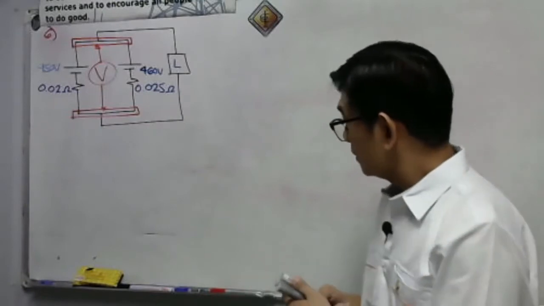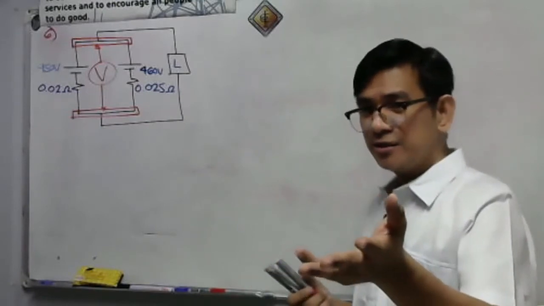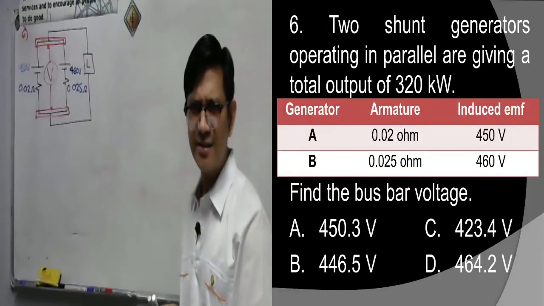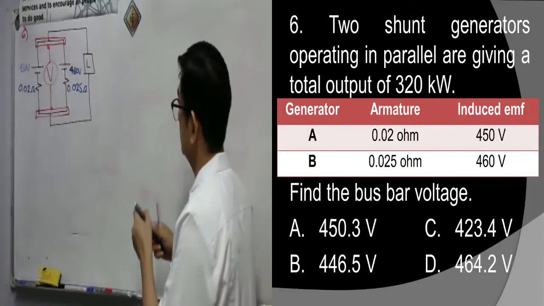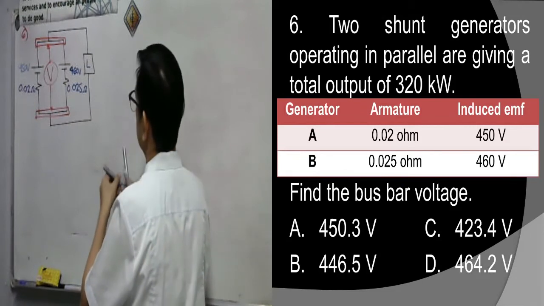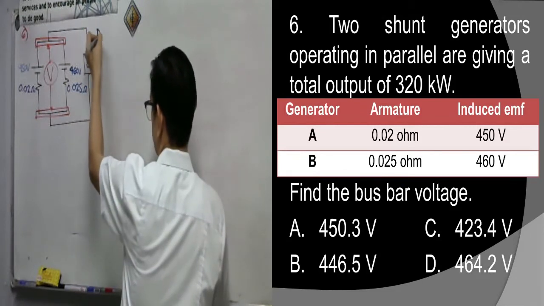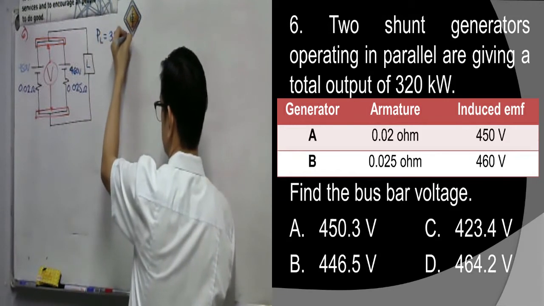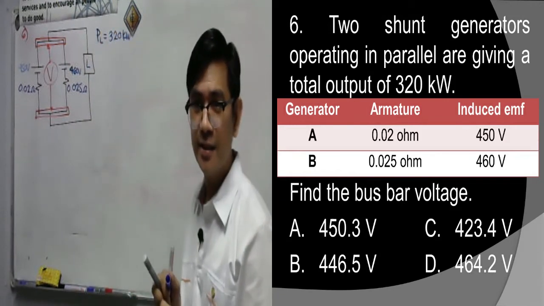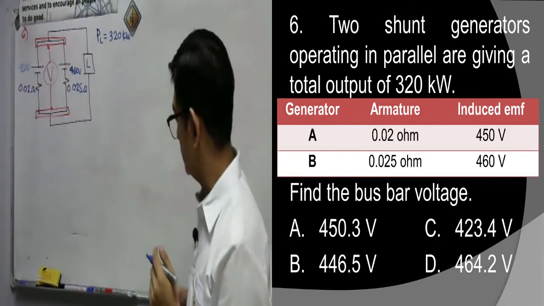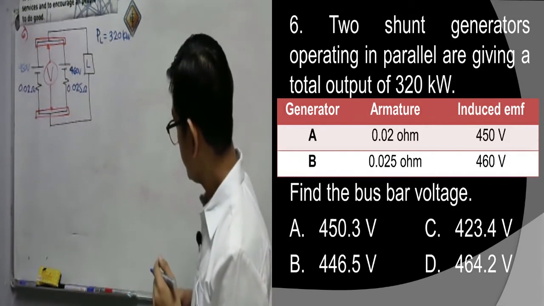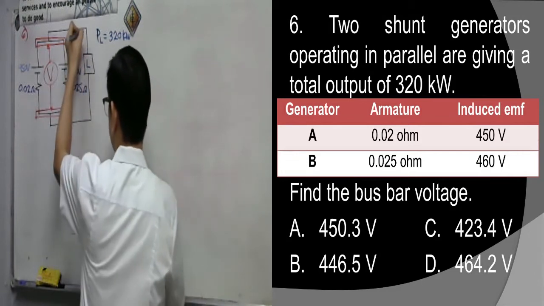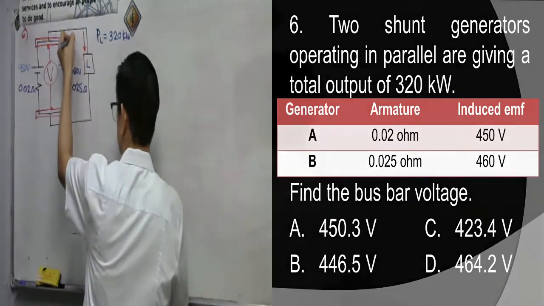So, let's go back to our question, partner. Our load is around how much? 320 kilowatts. Our PL is 320 kilowatts. Take note that there is a current flowing to the load.